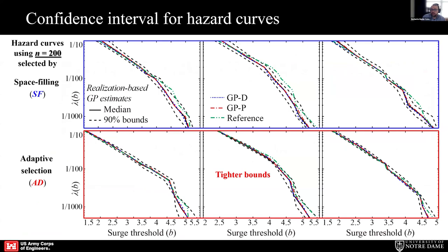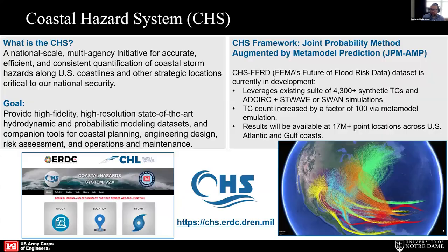And in terms of the hazard curve, again, with the adaptive selection of storms, looking at the uncertainty, we can see much narrower confidence bounds. And this is the coastal slide for the coastal hazard system. This is the database that we use to train these metamodeling results.